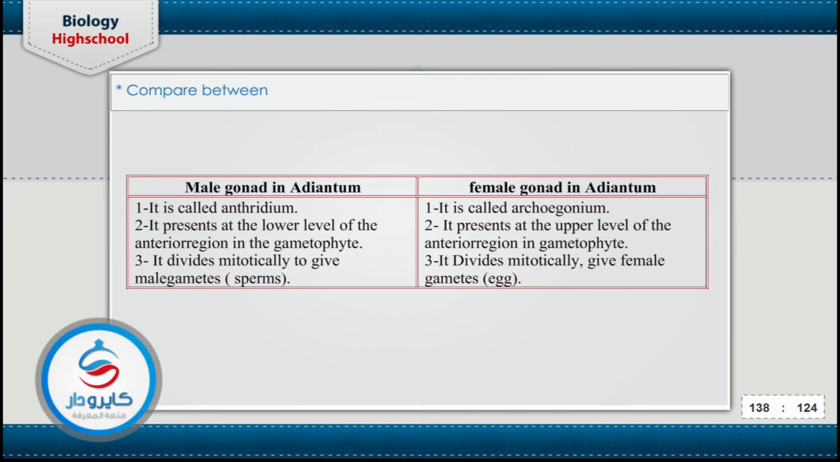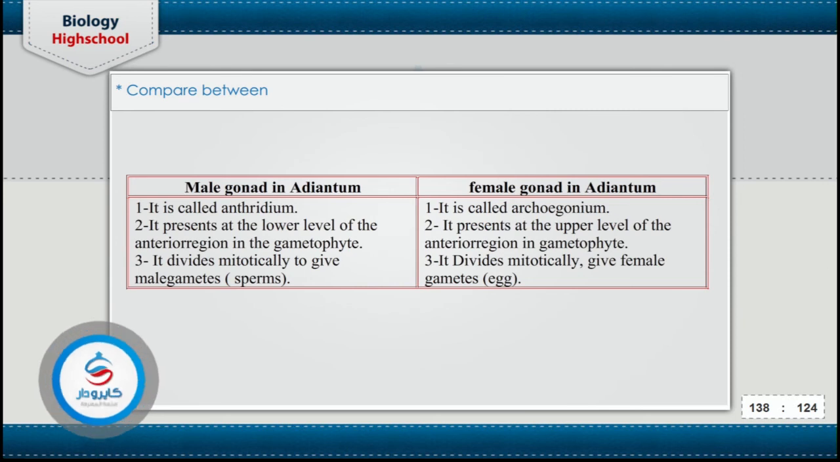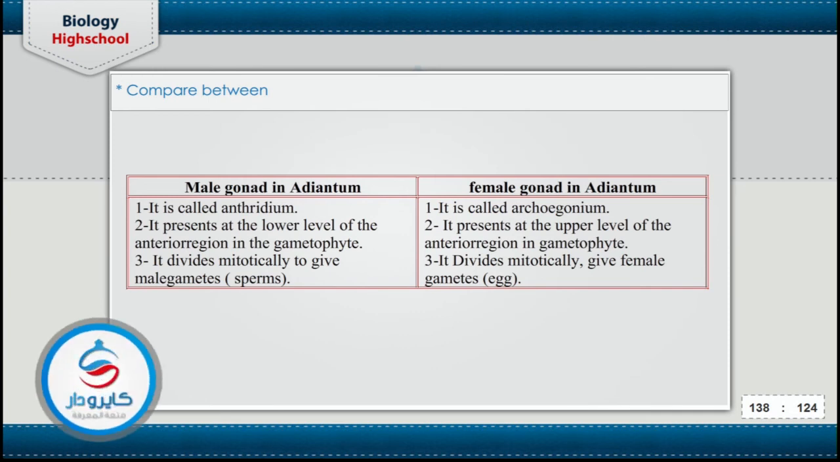The antheridia are responsible for the formation of sperms, or the ciliated sperms in the case of the ferns, that are produced as a result of mitosis or mitotic division, because the gametophyte is haploid. Also the formation of the egg cell or the female gamete in the archegonia takes place by mitotic division.